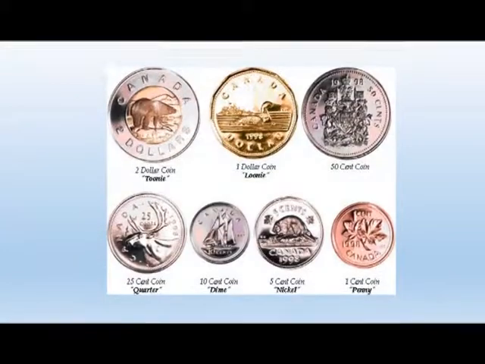When you speak about coins, they are very popular in Canada too. The 1-cent coin is called a penny, the 5-cent coin is called a nickel, the 10-cent coin is called a dime, the 25-cent coin is called a quarter, the 50-cent coin, and the $1 coin is a loonie, and the $2 coin is called a toonie.